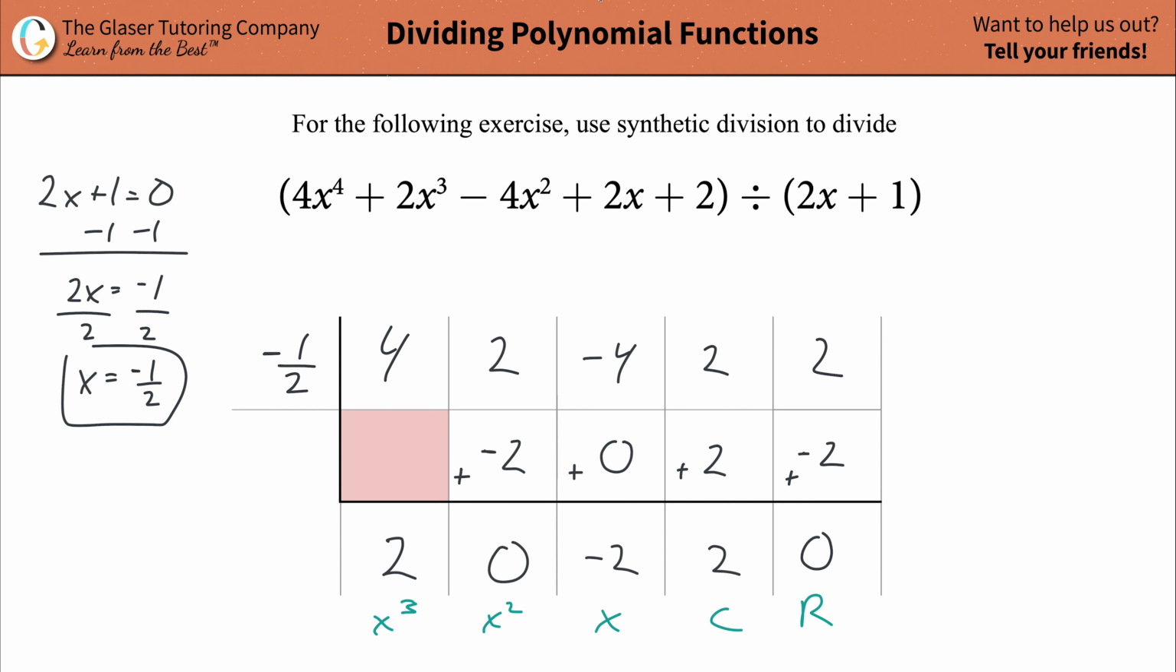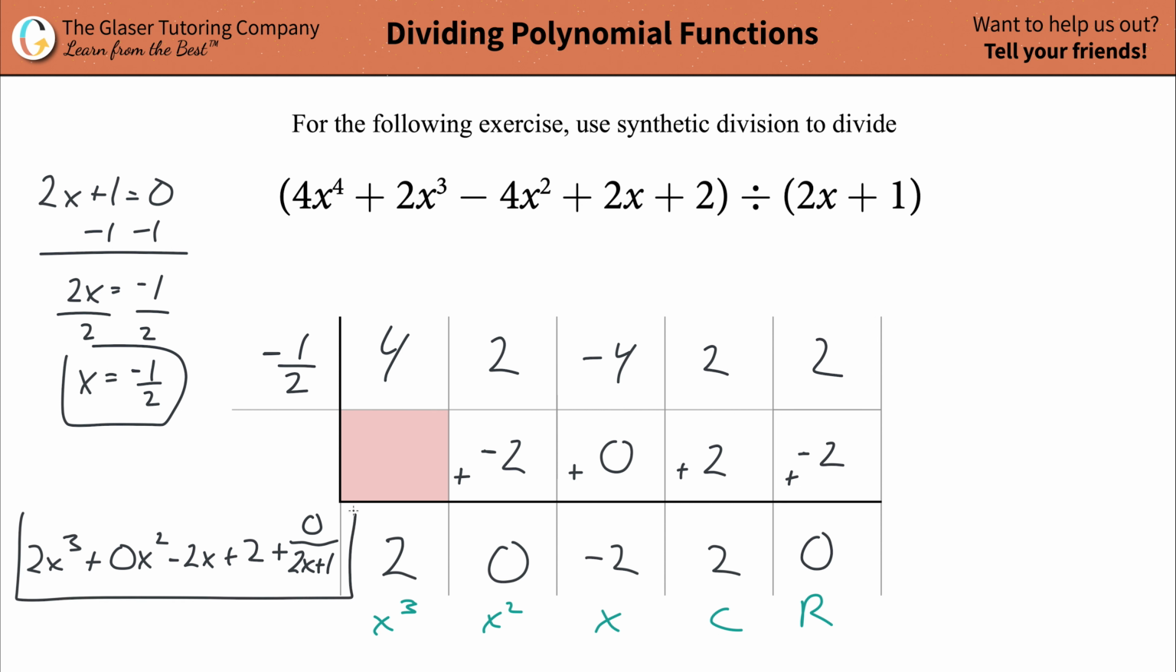Now, just write out your function, your quotient here. 2x cubed plus 0x squared minus 2x plus 2, not plus 2c. The c just represents constant, meaning that there's no x. Then whatever your remainder is, plus, if it were negative, you would have plugged in a negative sign there. You're going to take this value, in this case it's 0, and you're going to put it over the divisor, 2x plus 1.